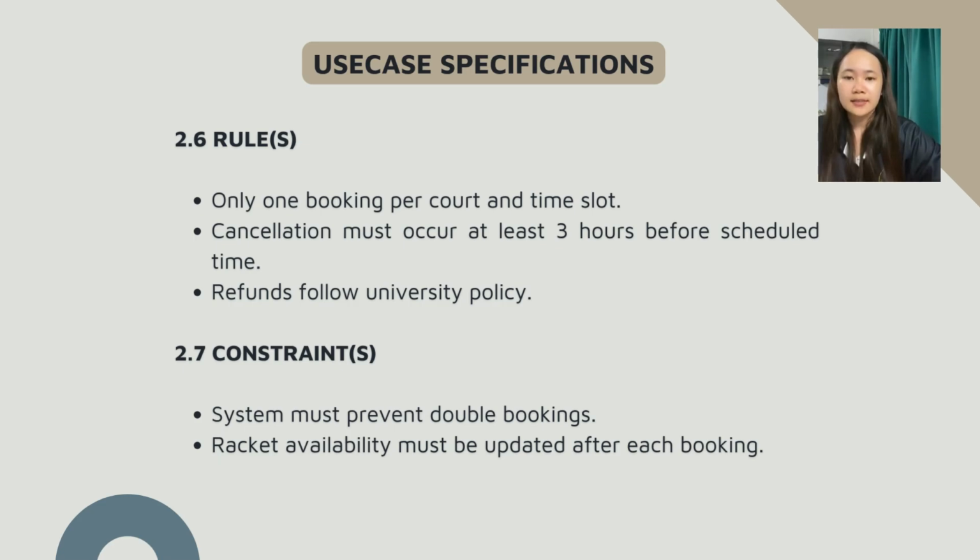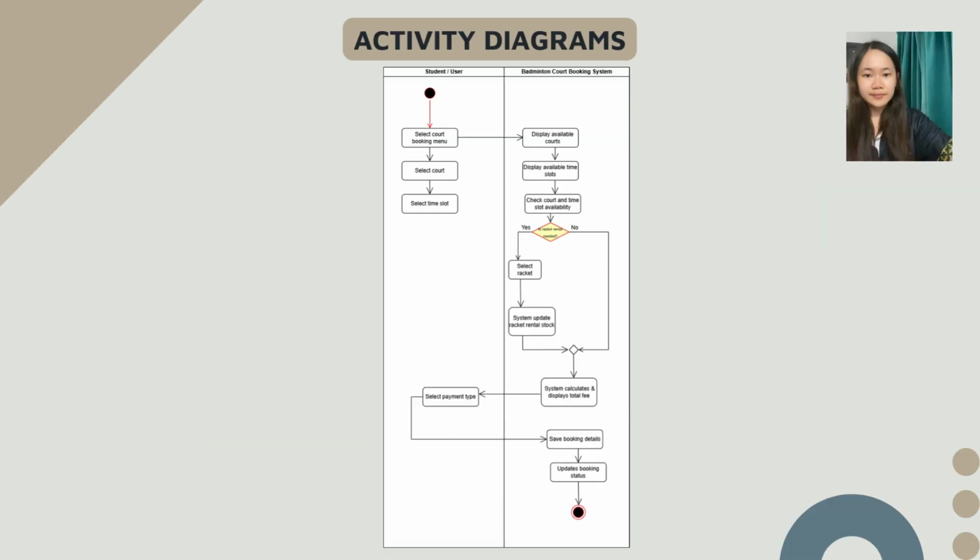Users must cancel their booking at least 3 hours before the scheduled time, and any refund will follow university policy. In terms of constraints, the system must always prevent double booking and update racket availability after each booking. This rule helps to keep the system fair, accurate, and reliable for all users.